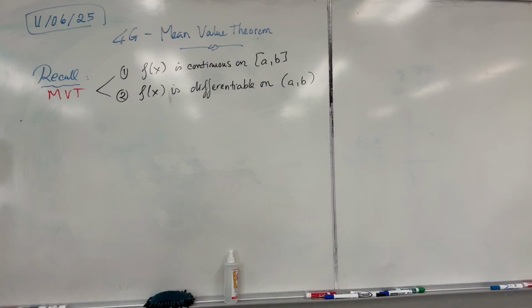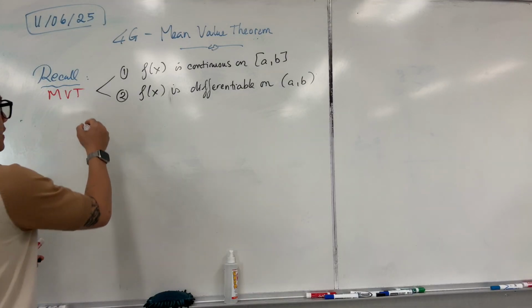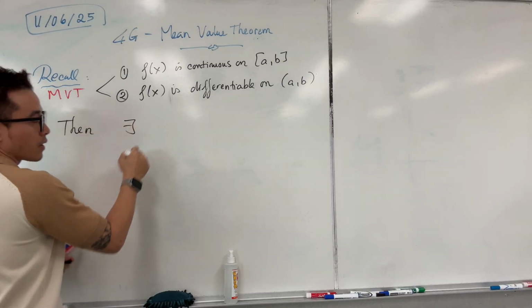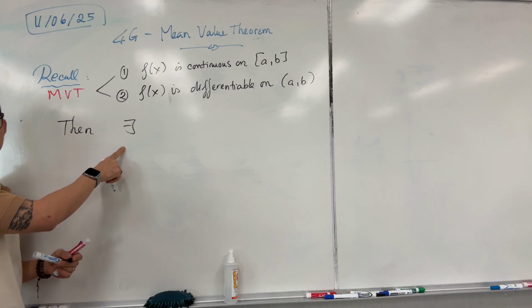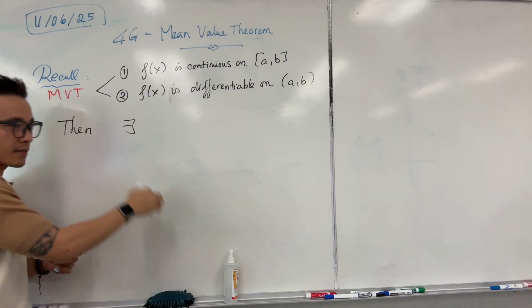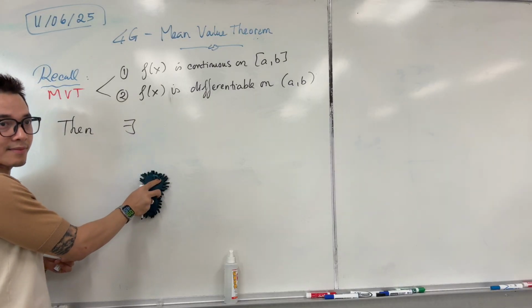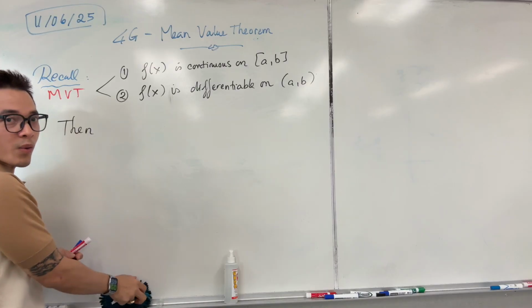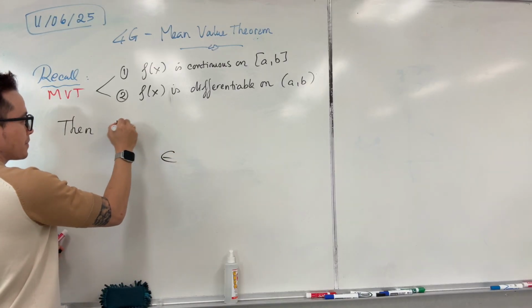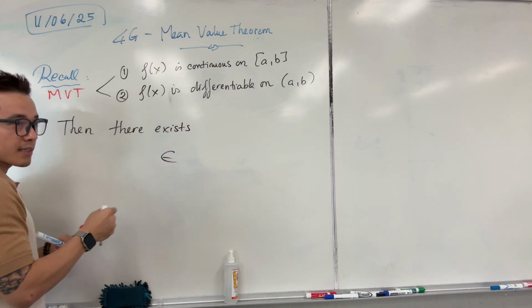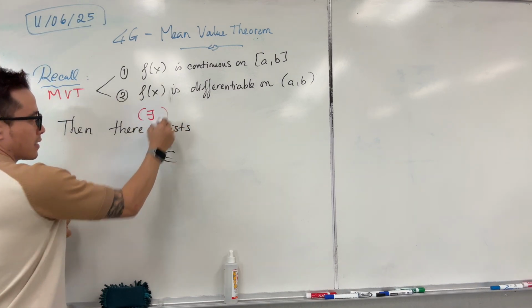Then there exists one value. Then, what is this? Do you remember this symbol? It's the symbol for "there exists."